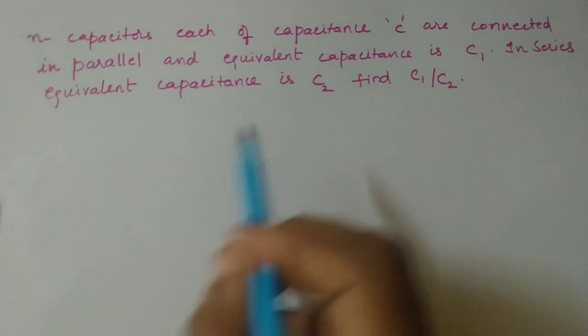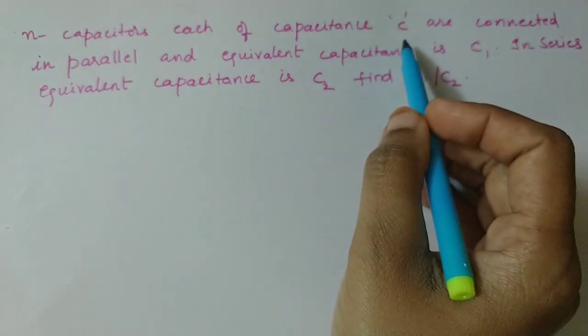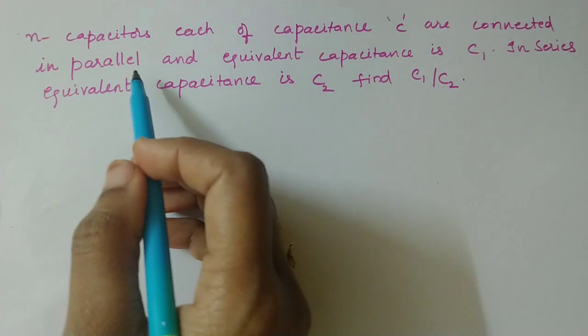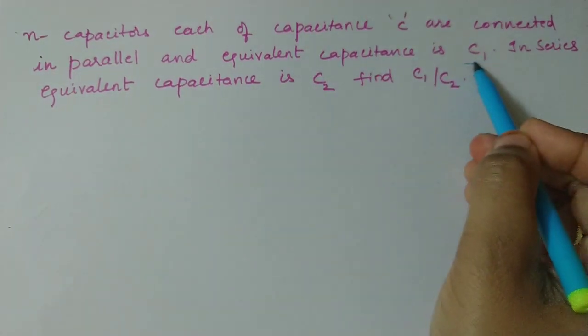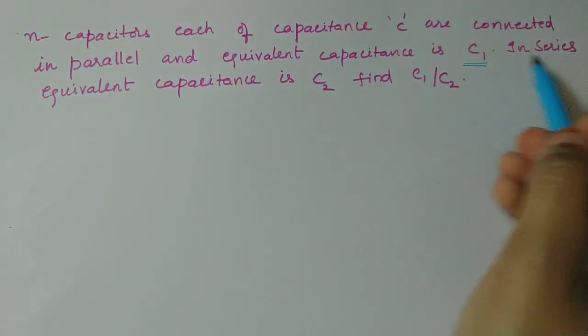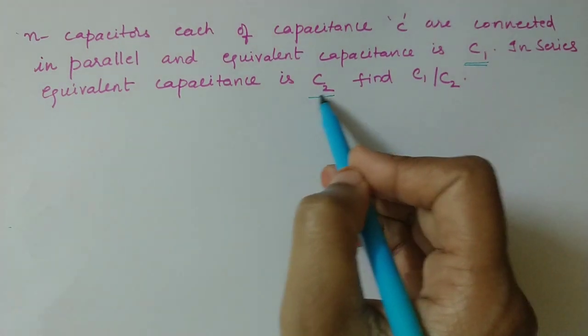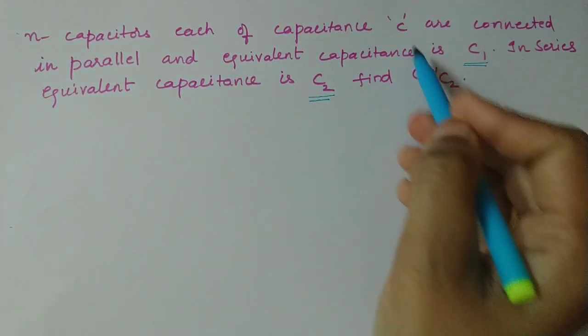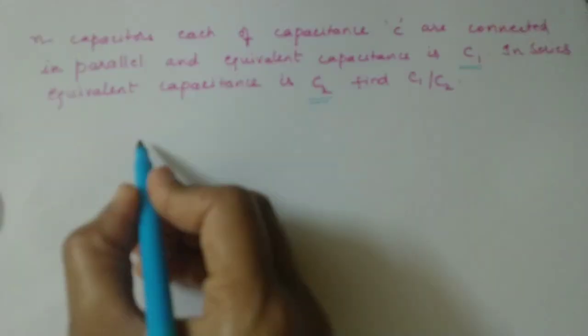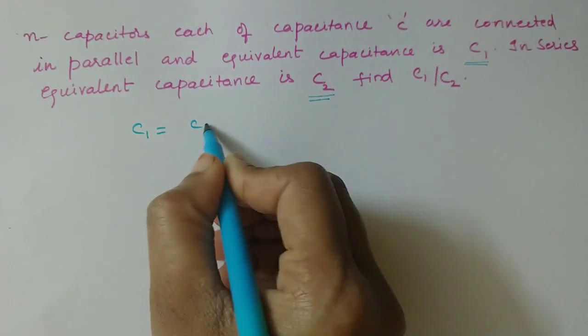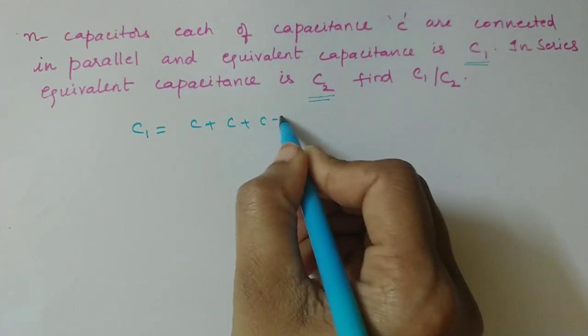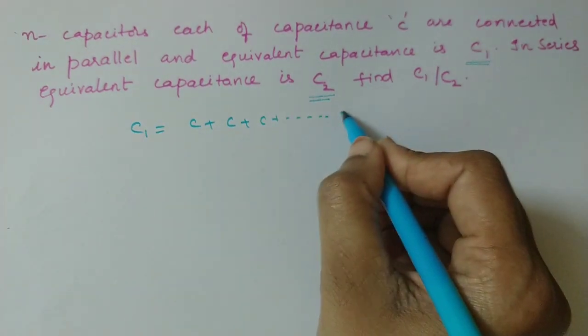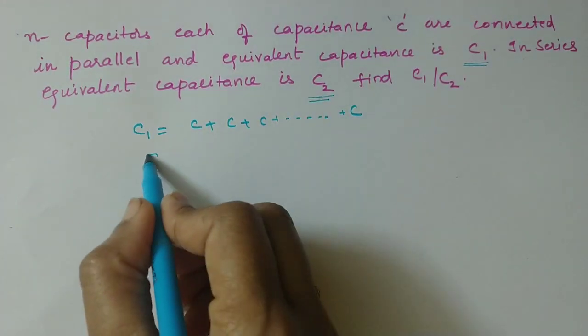Okay, in this question we are given n capacitors, each of capacitance C, connected in parallel, and the equivalent capacitance is C1. In series, the equivalent capacitance is C2. Then we need to find C1 divided by C2. Okay, so let us write. In parallel combination, we know C1 is equal to C plus C plus C, as many as the number of capacitors, because n such capacitors are given.